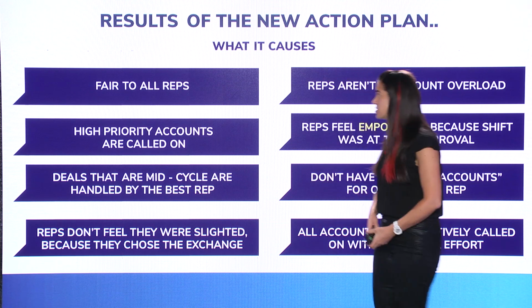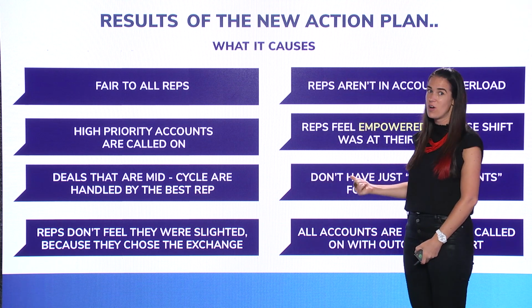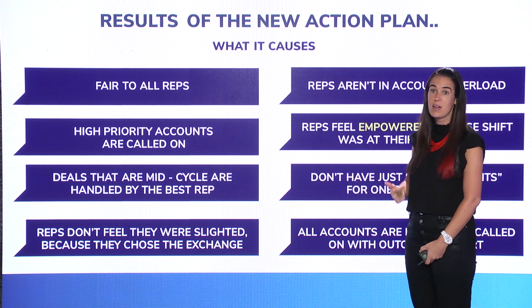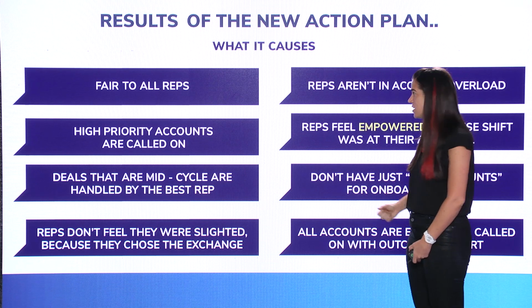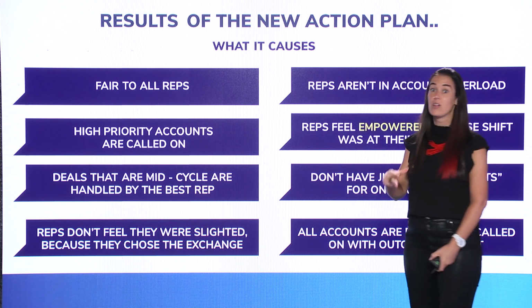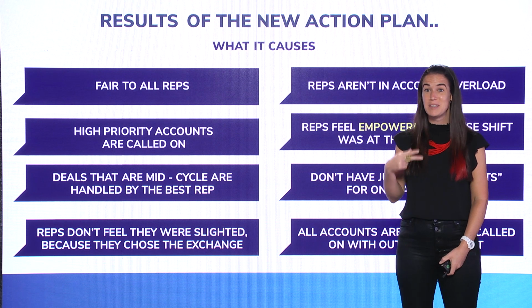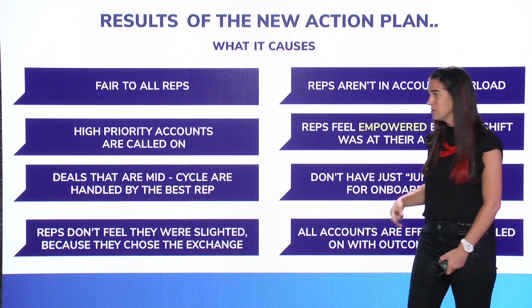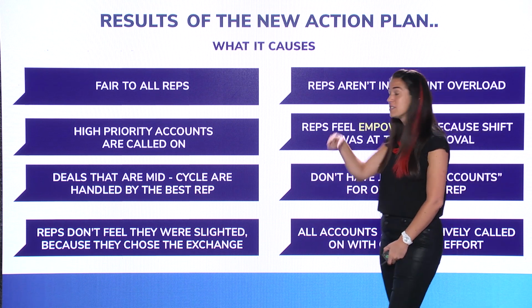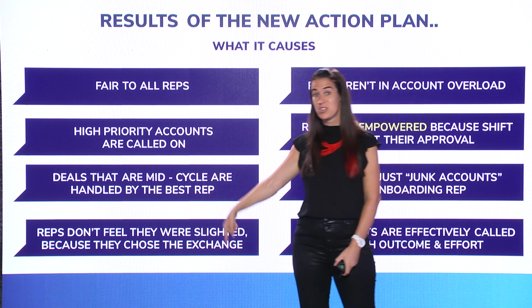The results of that action plan are the following. Number one, it's fair to all reps. Number two, the high priority accounts like Drift that was mid-cycle are called on. Number three, deals that are mid-cycle are handled by the best rep, because you've got to be diagnostic about who you assign that to. Number four, reps don't feel slighted because they chose the exchange.